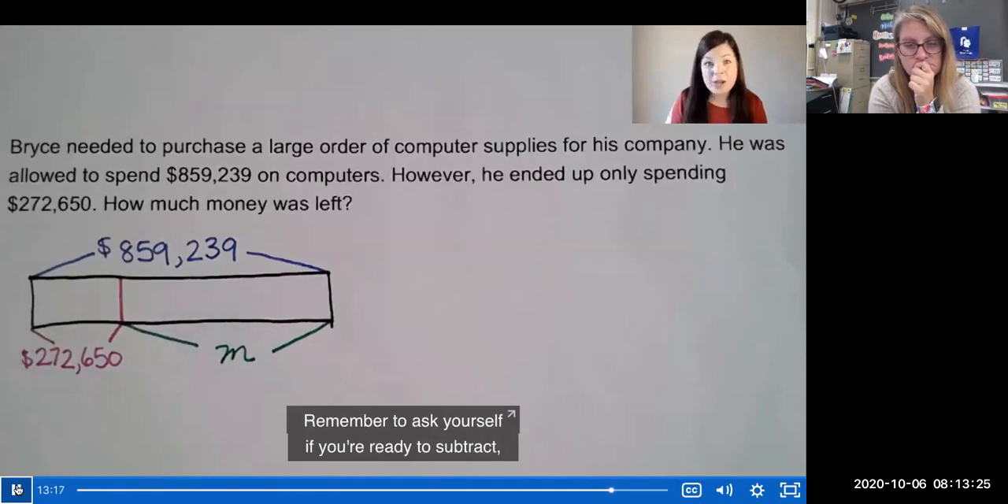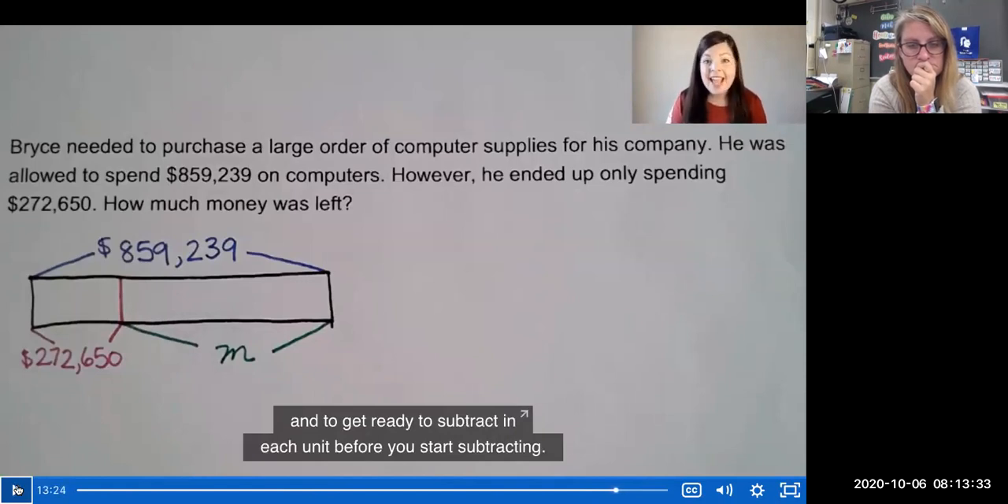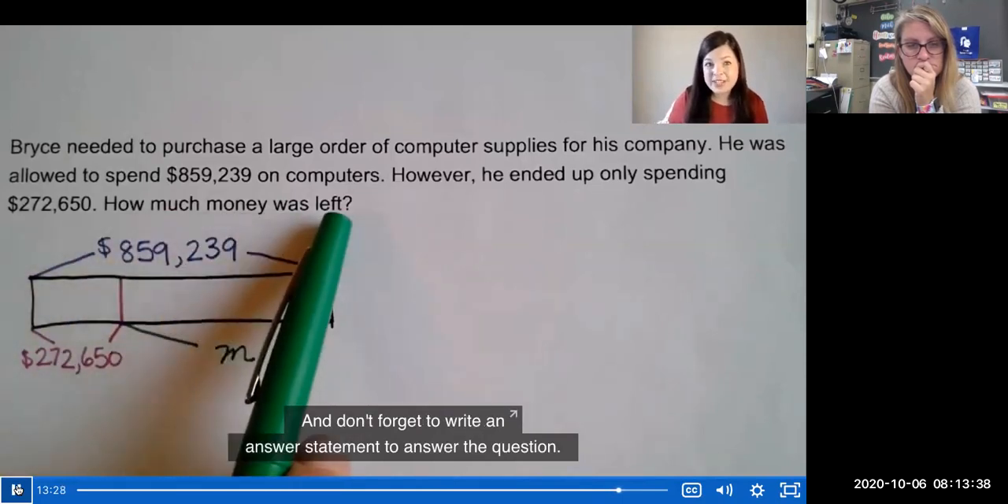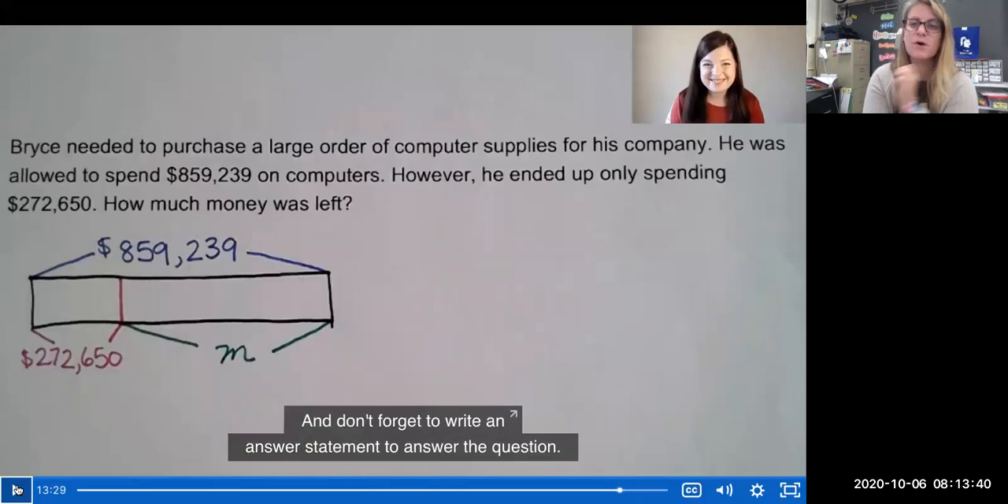Pause the video now and record the problem vertically and solve using the algorithm. Remember to ask yourself if you're ready to subtract and to get ready to subtract in each unit before you start subtracting. And don't forget to write an answer statement to answer the question. So go ahead and set up your problem and subtract and see if you got the same answer as our Eureka teacher got. Use this time, make sure you pause your video and don't just zoom through. Try this problem and then see if you got the right answer.